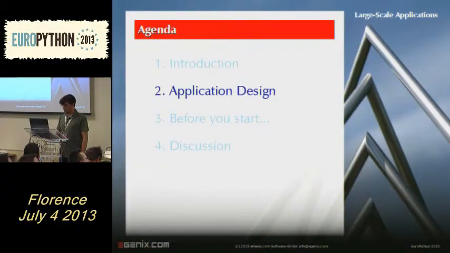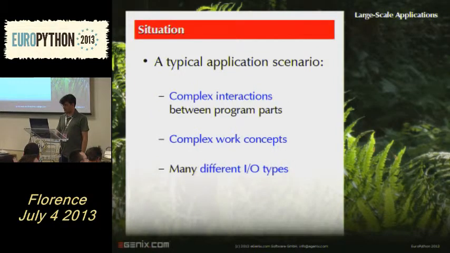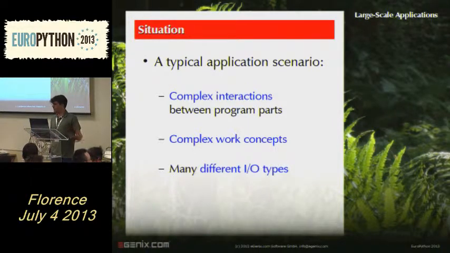That was the intro. Now for the application design. So what's a typical scenario? For a large-scale application, like the example I gave with the trading system, you usually have complex interactions between the different program parts. So basically writing down your whole project in a specification would fill maybe 100 pages or so. So it's very complex to do.